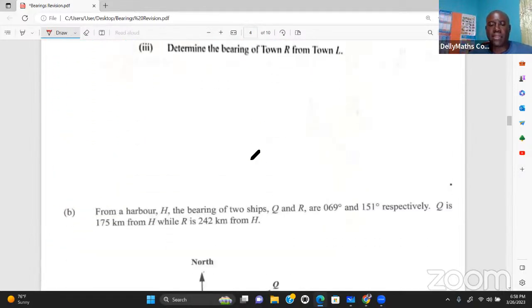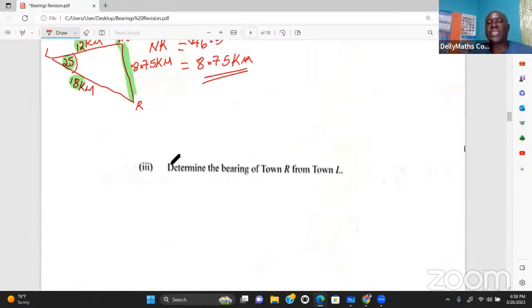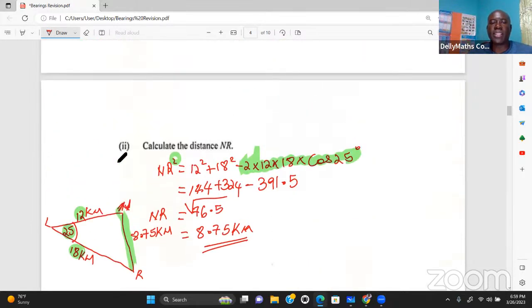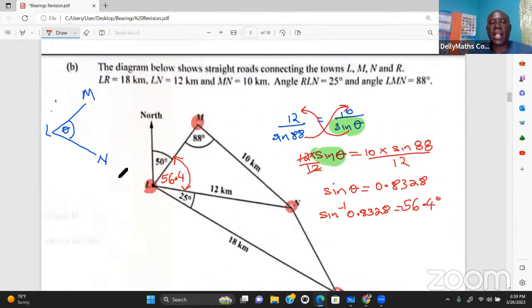This final question, for this final part of this question, is suggesting that we determine the bearing of R from L. So you want to note the from L. So it's R from L. Let's go to the original diagram. R from L.